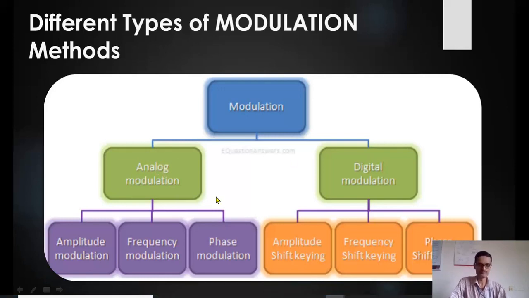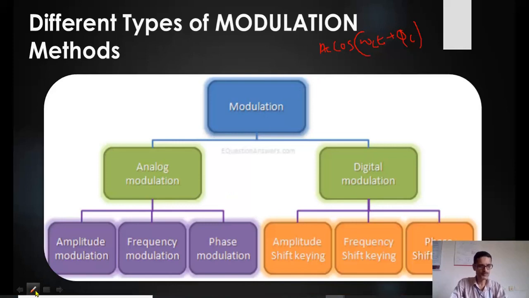Now, if I represent a particular carrier, any carrier, mathematically I can represent it by an equation, say A_c cos(omega_c t + phi_c), where omega_c is the angular frequency and phi_c is some phase angle. This is the mathematical representation of a carrier.